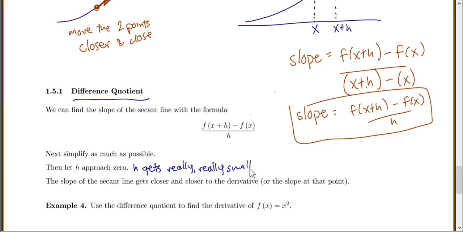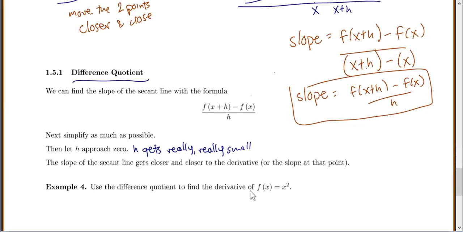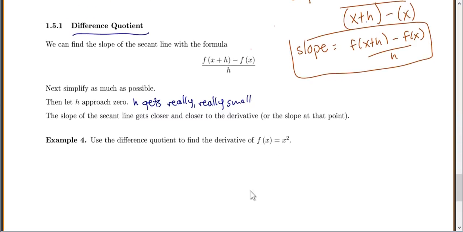Okay, and if you do that, then the slope of your secant line will get closer and closer to your slope at that specific point, or the derivative. So we can use this to actually find derivatives. It's a very difficult way to find derivatives. We only do it once or twice, and then after that we learn more formulas that let us do it without all the actual work and simplification. But let's try it once.